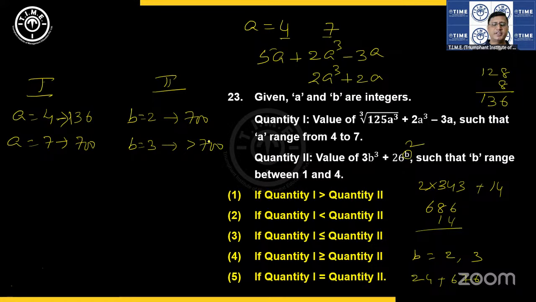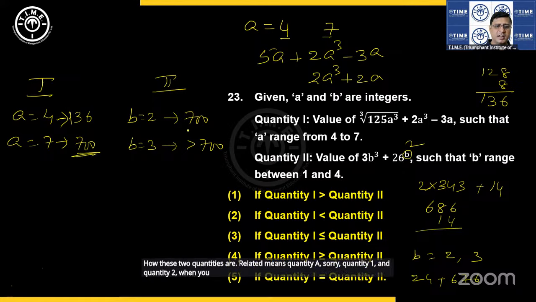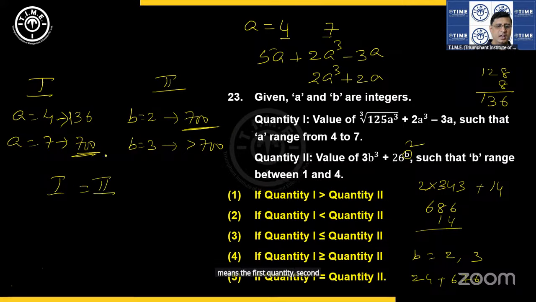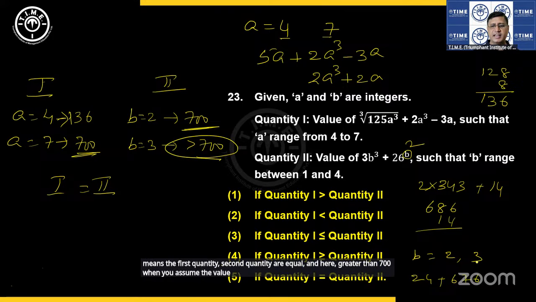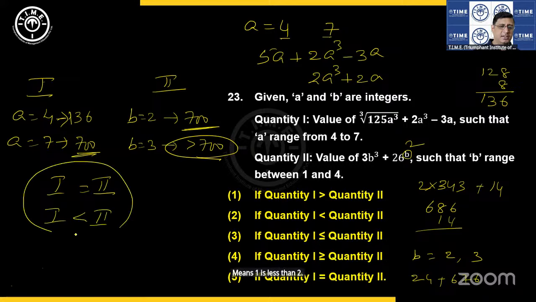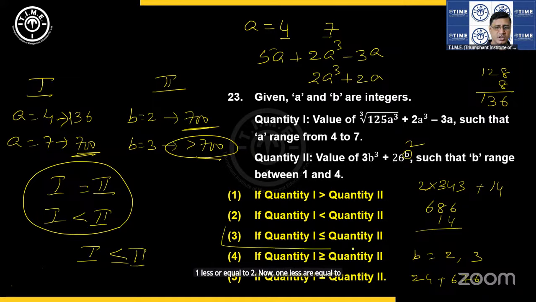How these two quantities are related: quantity 1 and quantity 2. When you observe 700, both are equal, means the first quantity and second quantity are equal. And greater than 700, when you assume the value of b as 3, means 1 is less than 2. Combining these two, 1 is less than or equal to 2. That means the right choice is option number 3. The third choice is the right answer.